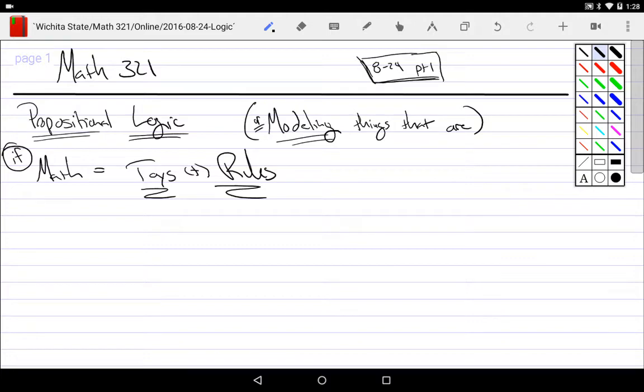And part of the idea of mathematics is to figure out what your toys are and how the modeling and the rules work. Whether it's, for calculus, the toys being functions and the rules being things like composition and addition, and in terms of toys, what is a function and defining what it is. And how would you add functions and multiply functions and integrate functions and differentiate functions?